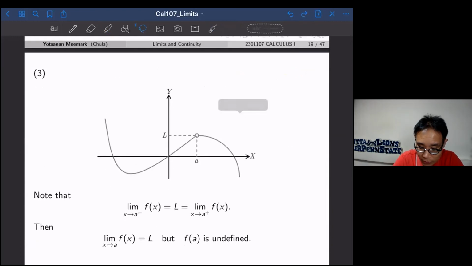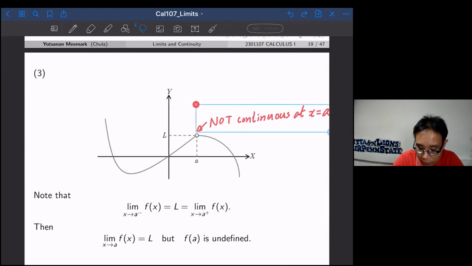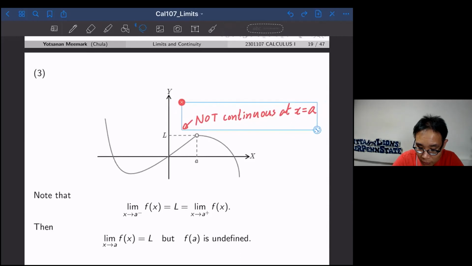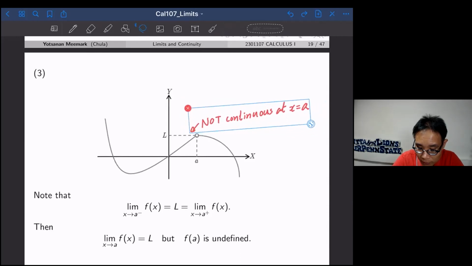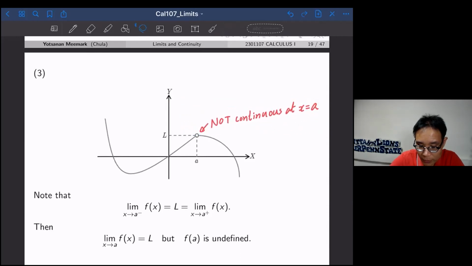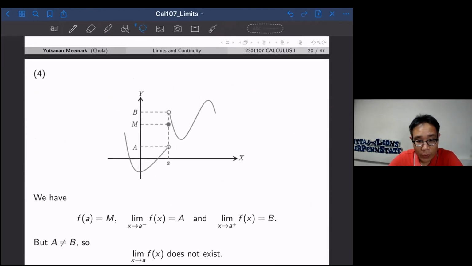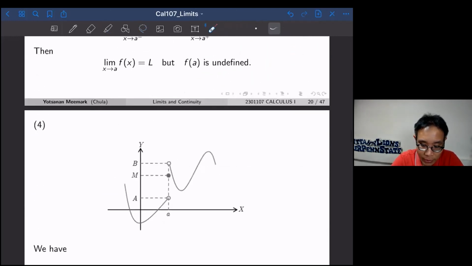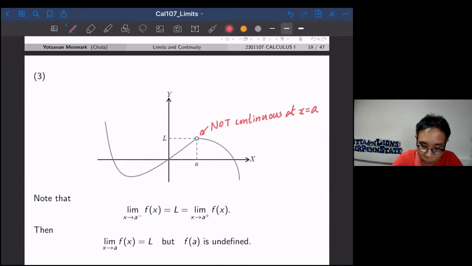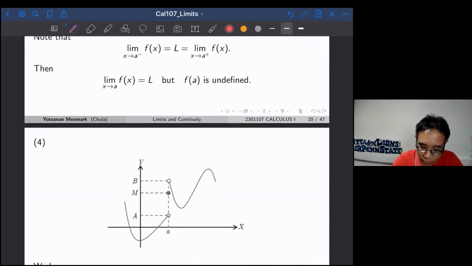Okay, so just paste this guy, and it's not continuous at a. Similarly, for this one, you see that you have a jump. Okay, so this one, maybe I say you have a hole. Okay, so you have a hole. Now you see that you have a jump.